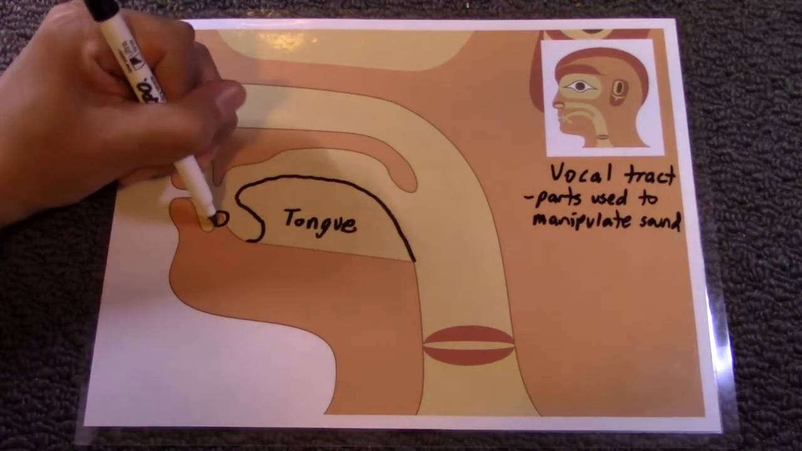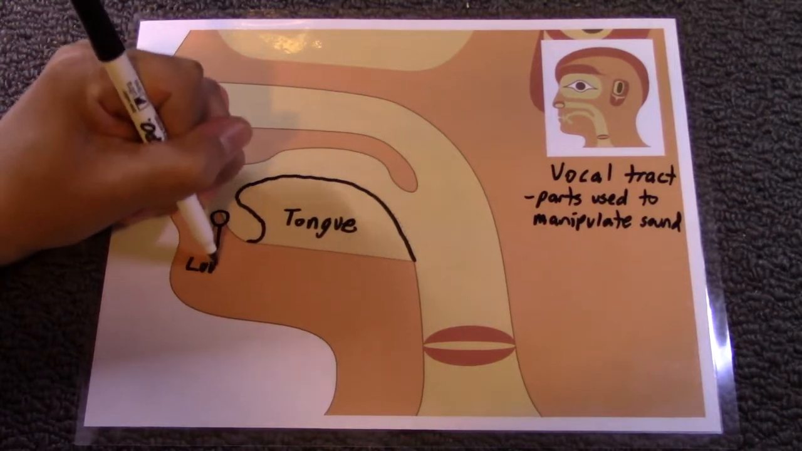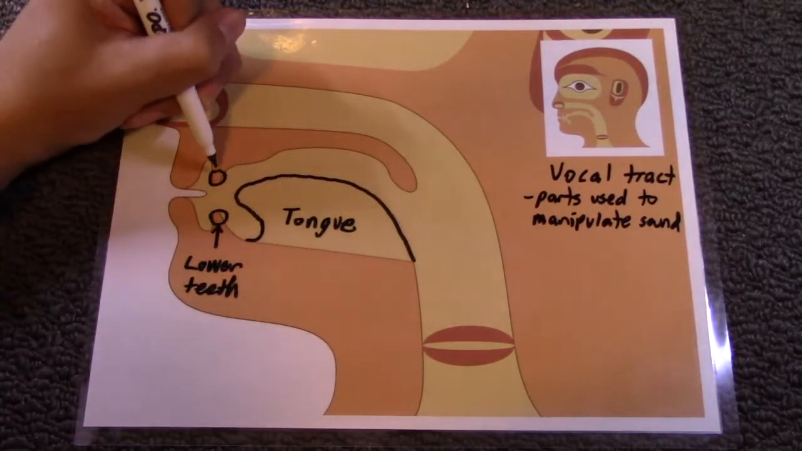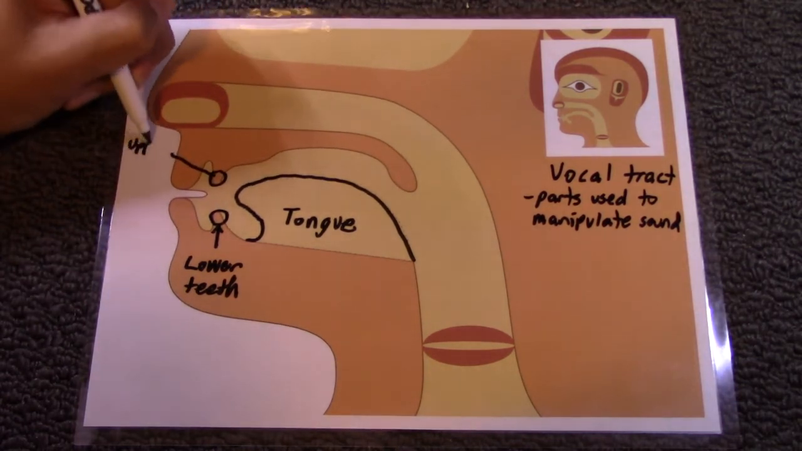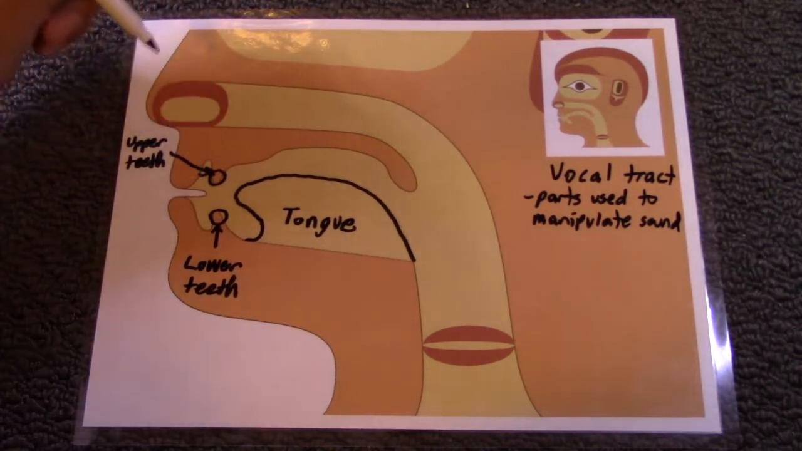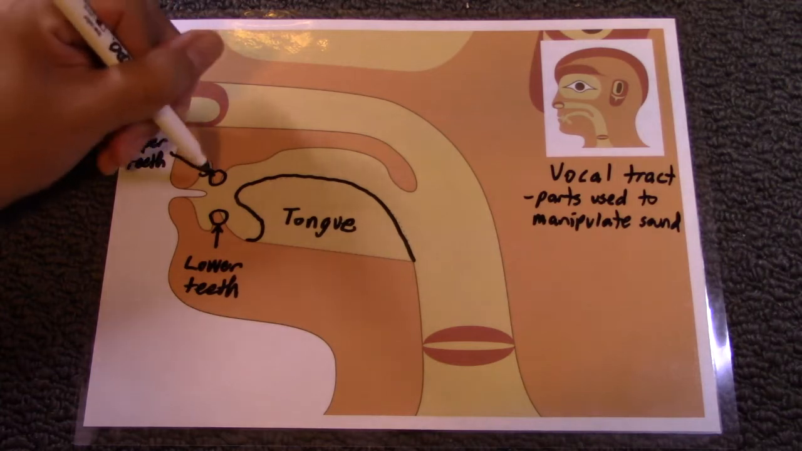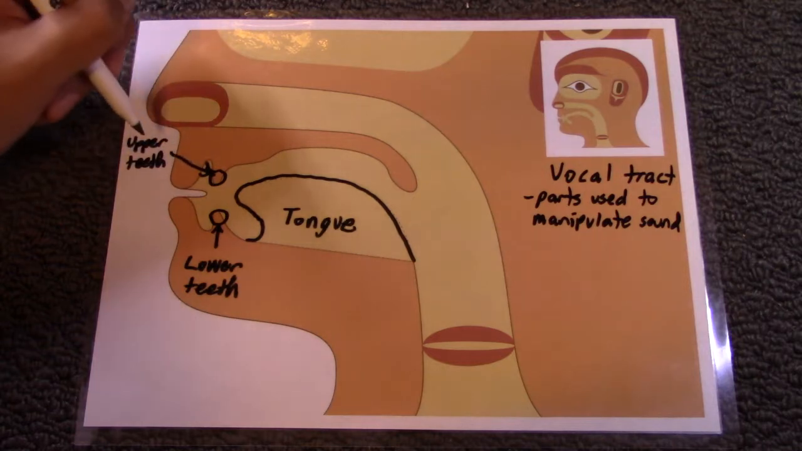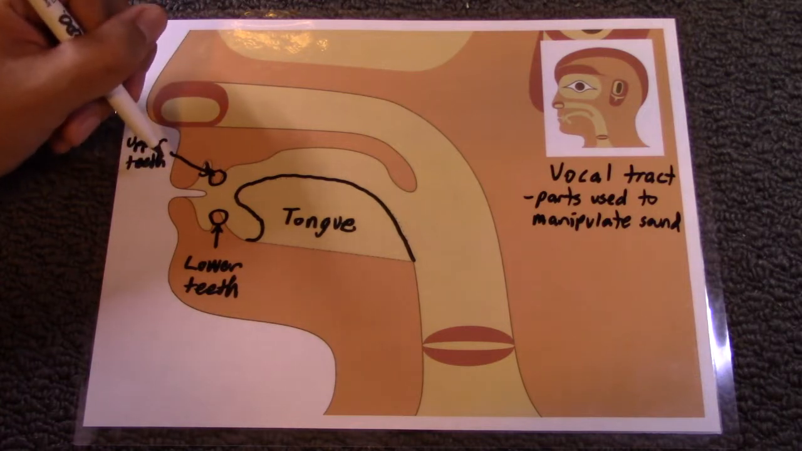Here we have your teeth. So these are your lower teeth. These are your upper teeth. So the sounds that are made involving your teeth usually involve closing them slightly. We'll look at some examples of those in videos that will follow this one.